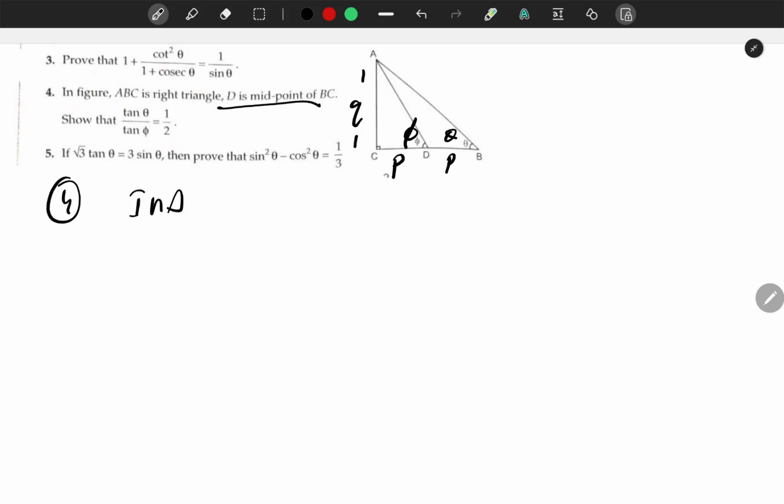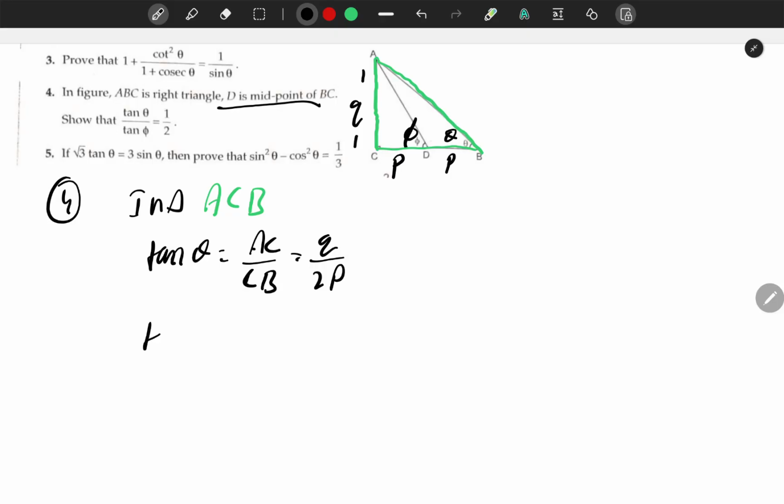In triangle ACB, the green triangle ACB, let us define tan theta. Tan theta is AC by CB, that is Q by 2P.